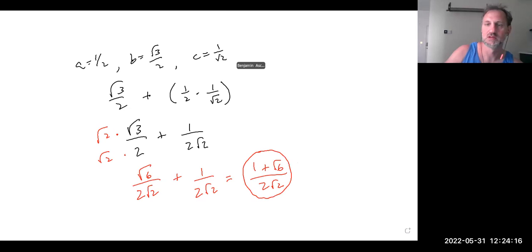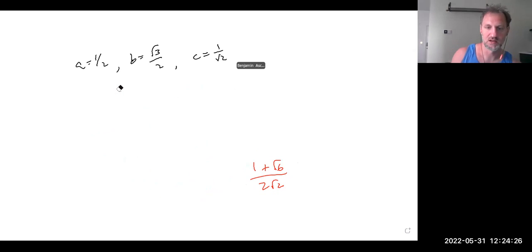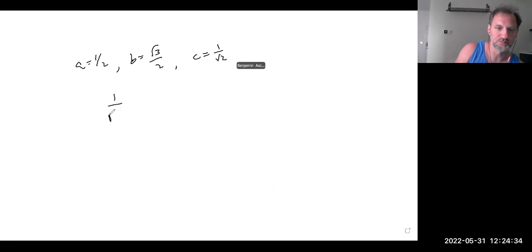Okay, last problem. And I'm not going to clear all this time. I'm just going to use my eraser. It was C minus B divided by A. Let's take a look. So I've got 1 over the square root of 2 minus B, square root of 3 over 2, divided by a half.